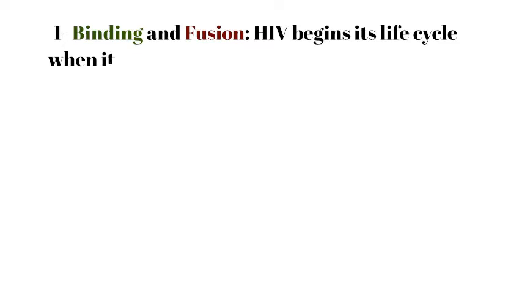So these are some of the terms that we are going to use within this discussion. Let us now begin our lesson and talk about the stages of HIV life cycle. So stage 1 is binding and fusion.